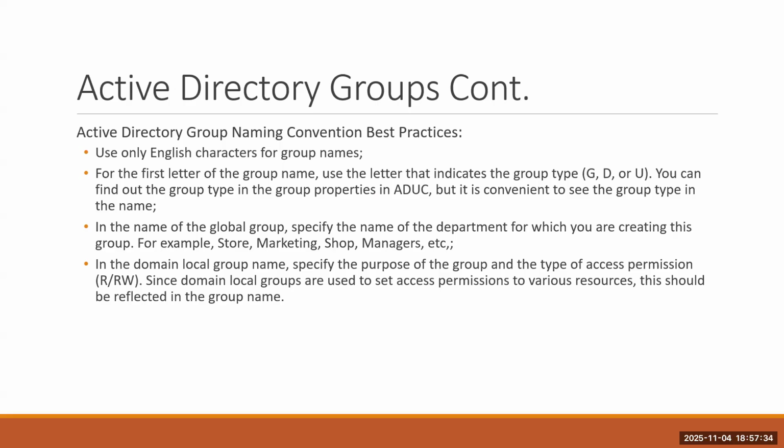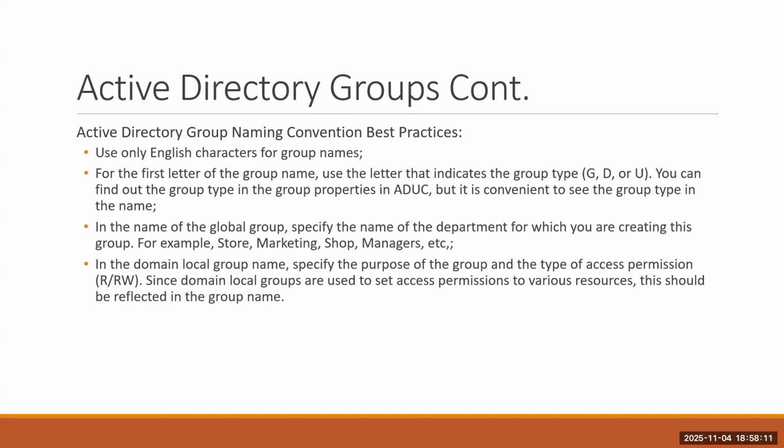Use only English characters for group names. For the first letter of the group name, use the letter that indicates the group type. You can find out the group type and the group properties in ADUC, which you don't have to worry about. In the name for the global group, you specify what you want the group to be called: store, marketing, shop, managers, etc. For McDonald's, managers, and system managers, which should technically be grouped in managers, like clerk, stock team, whatnot. For YouTube, they would have administrators, power users, regular users, which would be all the interns, I would argue. Then they would have financing. They would have different departments like anybody else.